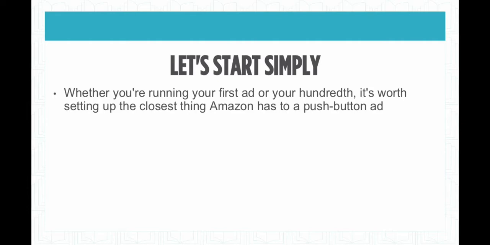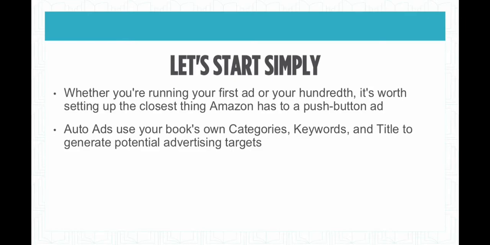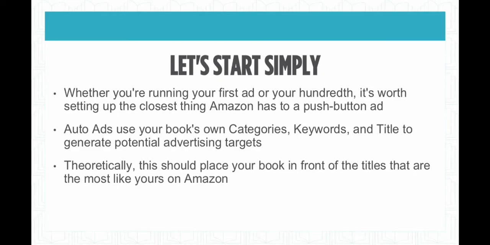Whether you're running your first ad or your 100th ad or your 1,000th ad, we are going to set up the closest thing Amazon has to just pushing a button and you getting an ad. We're going to use auto-targeted ads. These use your book's own categories, keywords, and title, the things you set up when you published your book, to generate potential advertising targets. Theoretically, if you got your categories, your keywords, and your title right, if they fit your genre, this should put your book in front of titles that are very similar to yours.